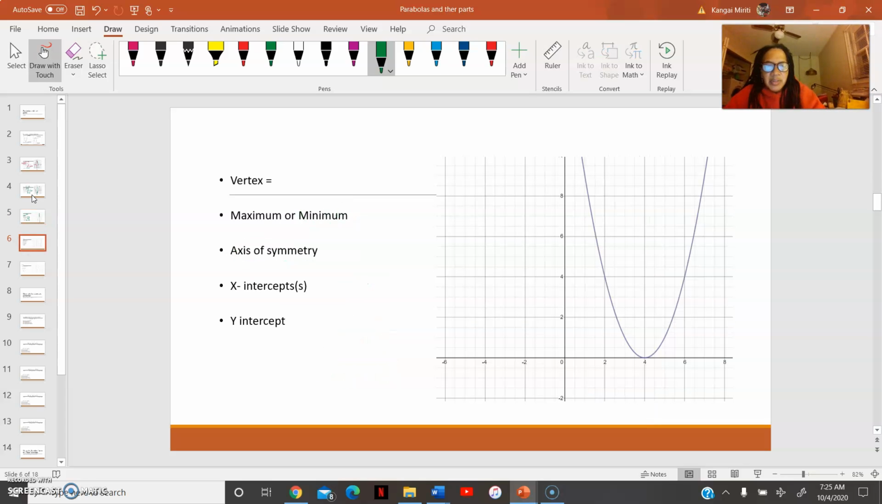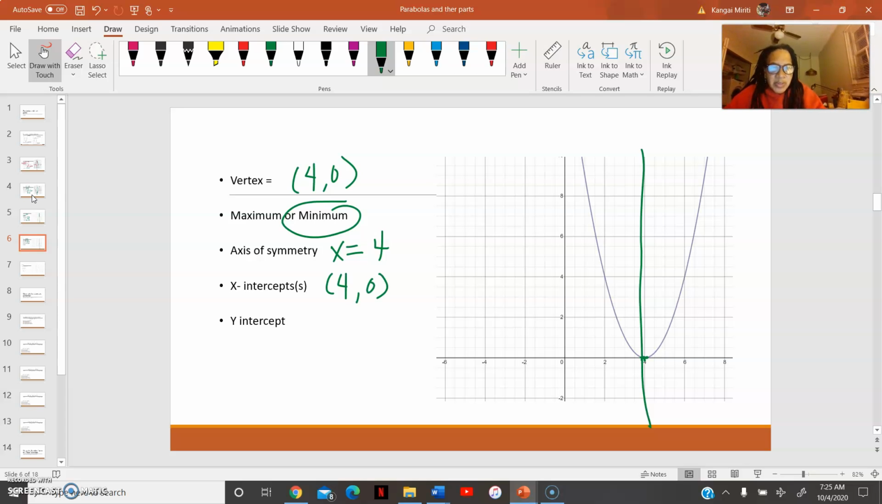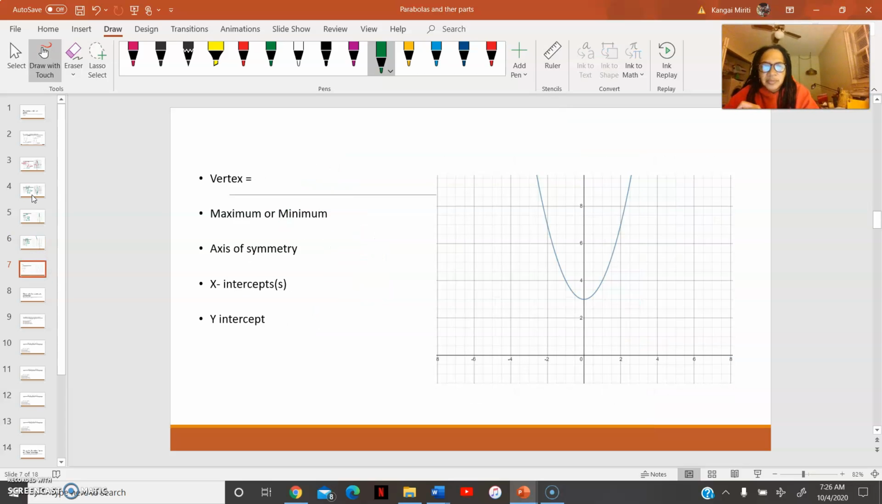So again, we have a vertex that is right on the x-axis, the point (4, 0). It is a minimum this time. The axis of symmetry is this line right here, x = 4, the vertical line. There is one x-intercept. And where's the y-intercept? Well, it's up there somewhere. We just don't know where it is. We can't see it on this graph, because the graph just doesn't go up far enough for us to really see where it is.